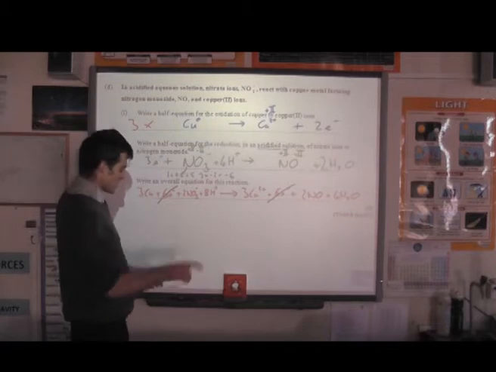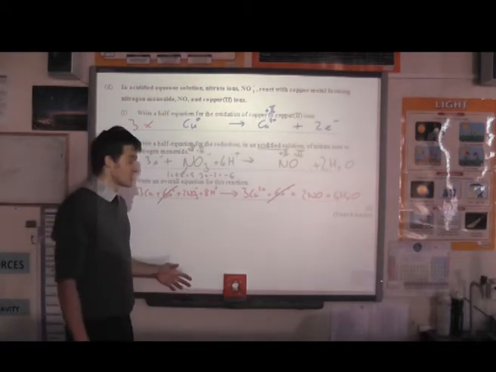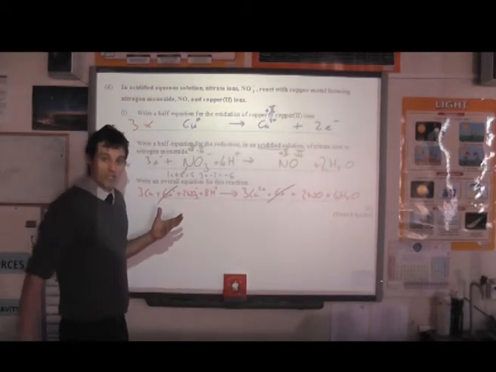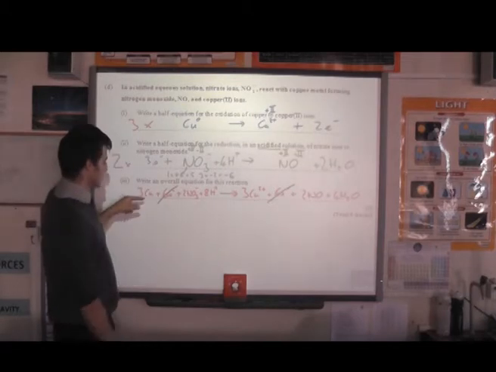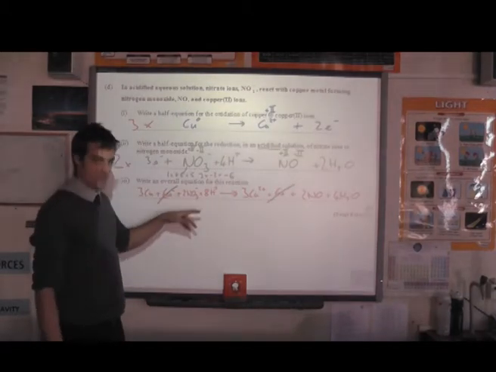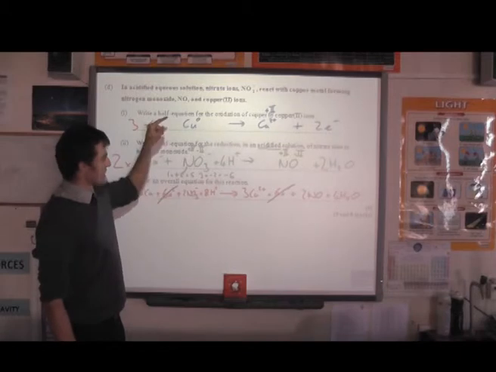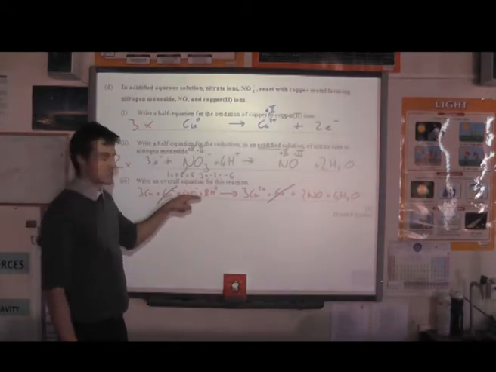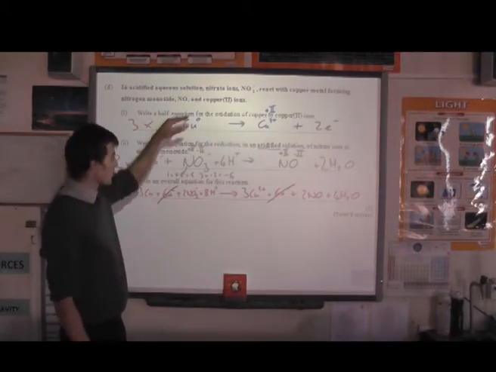Could we have done this straight away without looking at half equations? Well, you would have been there all day with trial and error. Look how complicated this is. You need 3 Cus, 2 of them, 8 H pluses. You need to break it into 2 half equations to make a full equation. Sometimes they won't break it down for you.